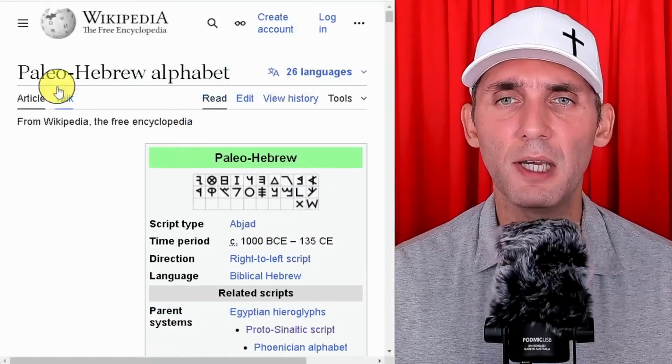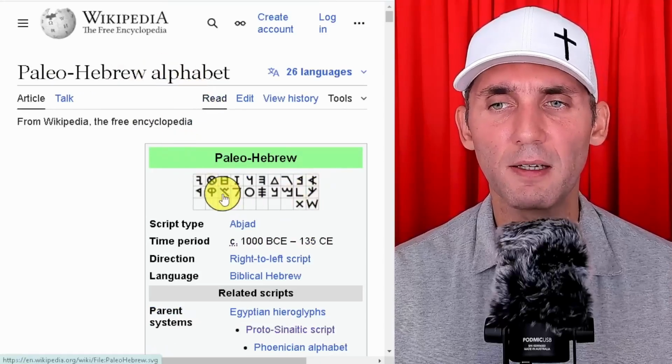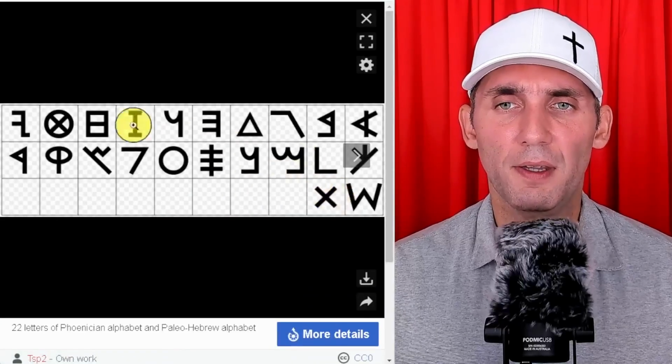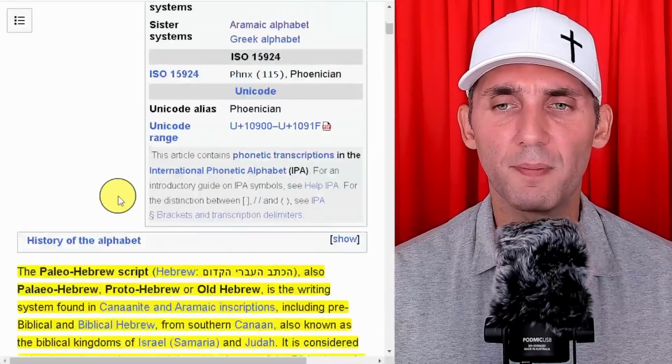Okay, let's look at the next one. This is Paleo-Hebrew alphabet. And of course, here's the script, what it looks like. This is the true Hebrew. These various characters and pictograms, and of course, they come from these older alphabets.